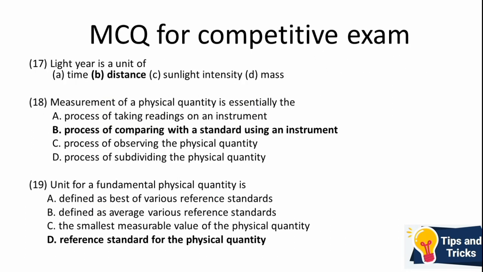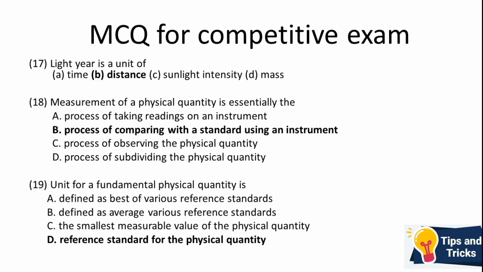Okay, now let us discuss question number 17. So light year is a unit of, options given are A time, B distance, C sunlight intensity, D mass. So the correct option is B, that is distance. So actually light year is an astronomical unit which is used to measure the distance between two astronomical objects.